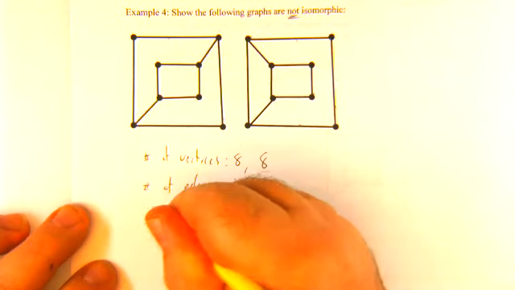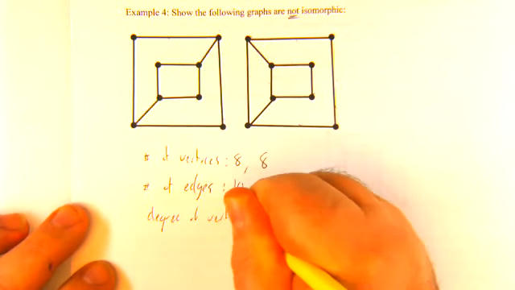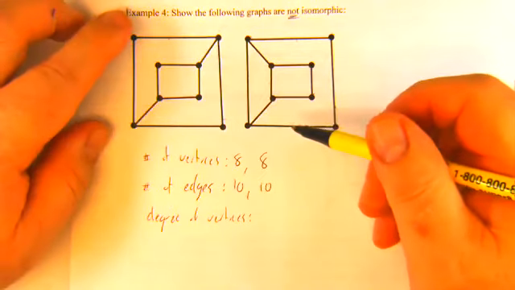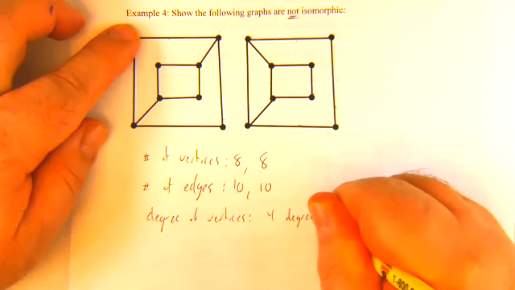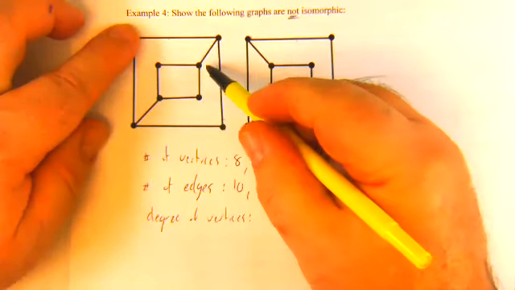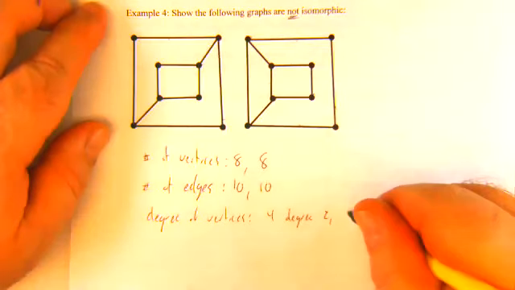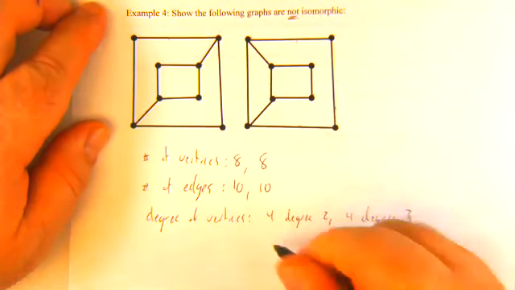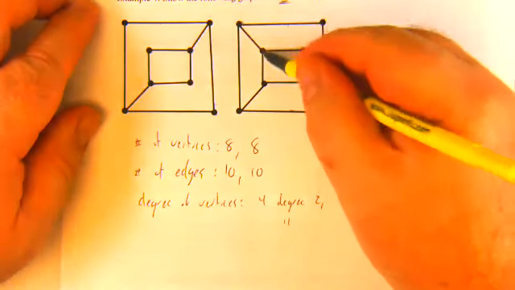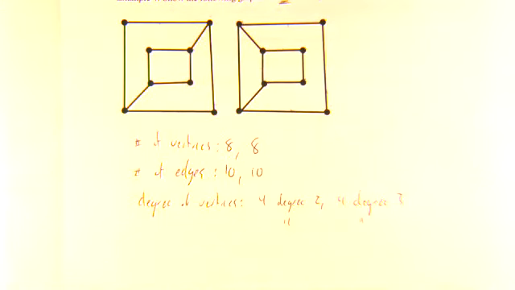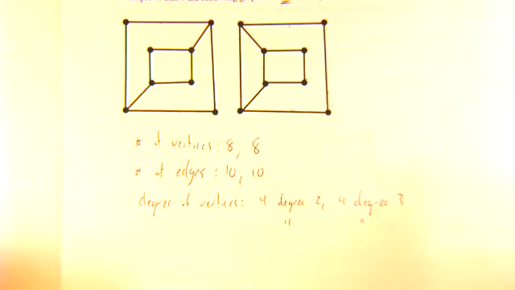We just don't get any information from that. Degree of vertices. The one on the left has got 1, 2, 3, 4 of degree 2 and 1, 2, 3, 4 of degree 3. The one on the right has got 1, 2, 3, 4 of degree 2 and 1, 2, 3, 4 of degree 3. So that doesn't tell us anything about whether or not they're isomorphic. Note that neither one has an Euler cycle because they have degree 3 vertices.